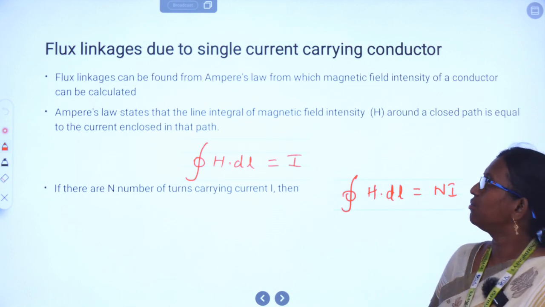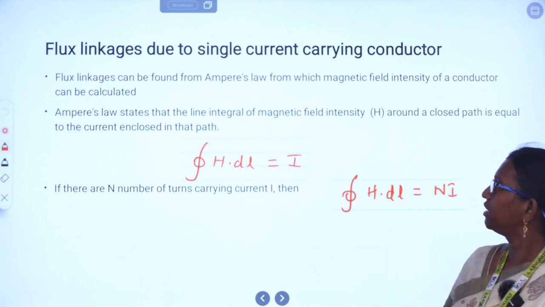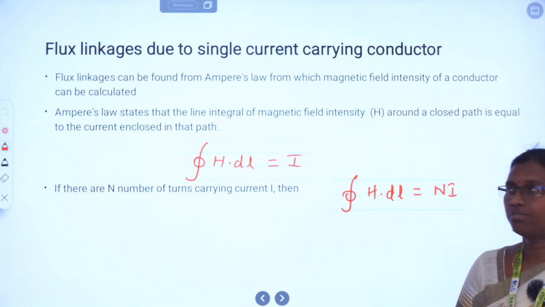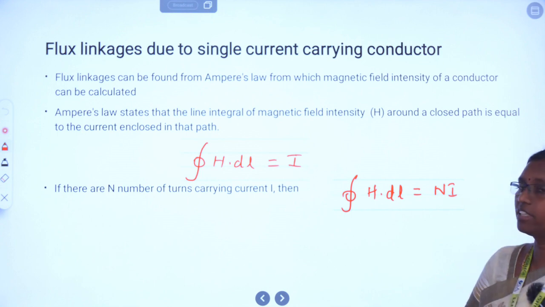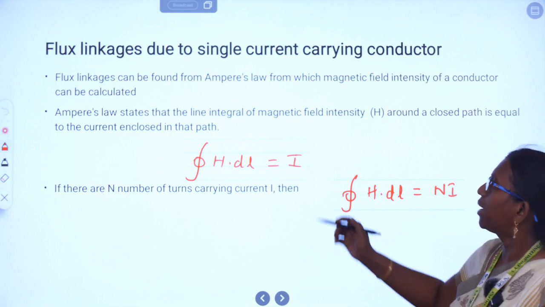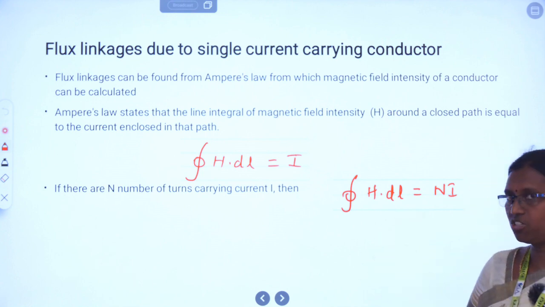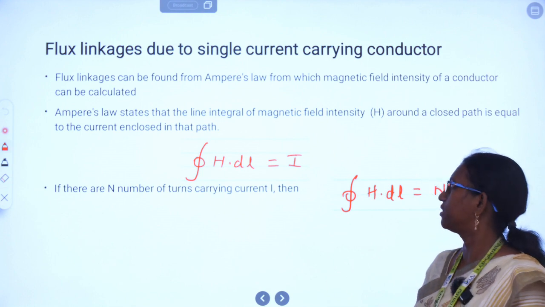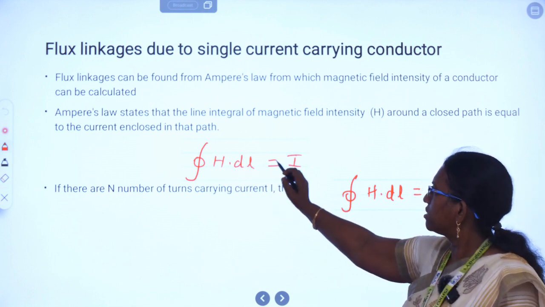First, let us see the flux linkages due to a single current carrying conductor. For knowing that, we must know Ampere's law. Flux linkages can be found from Ampere's law, from which the magnetic field intensity of a conductor can be calculated. Ampere's law states that the line integral of the magnetic field intensity H around a closed path is equal to the current enclosed by the path. So here ∮H·dl = I.